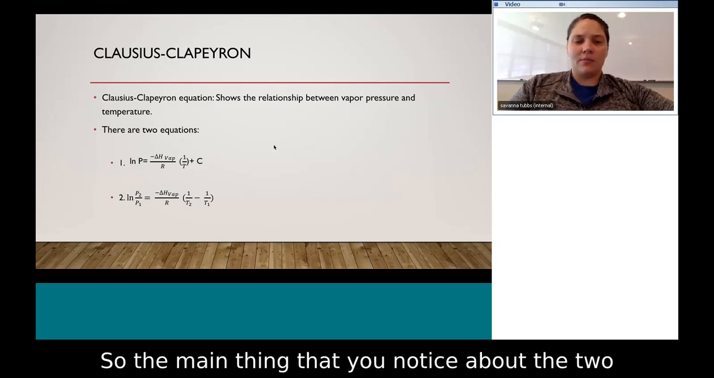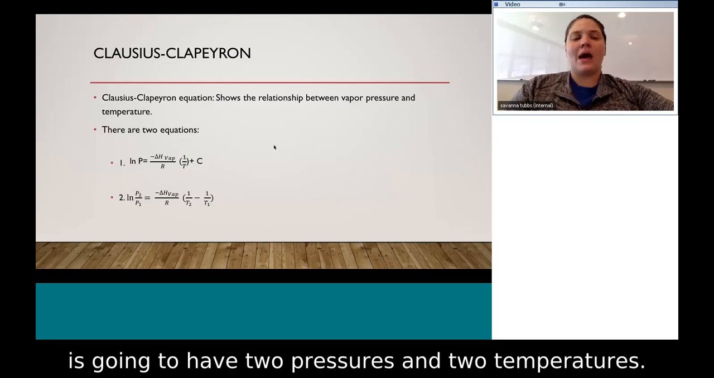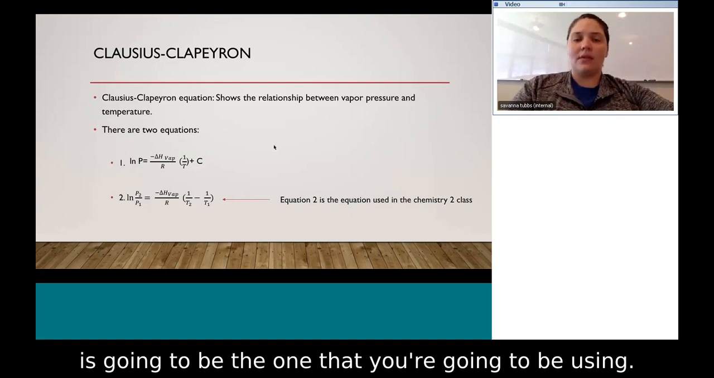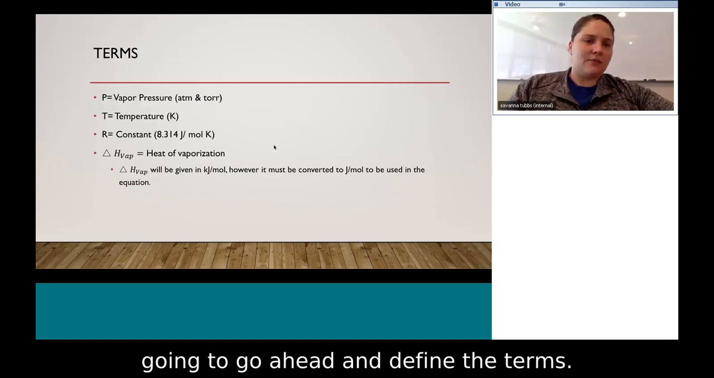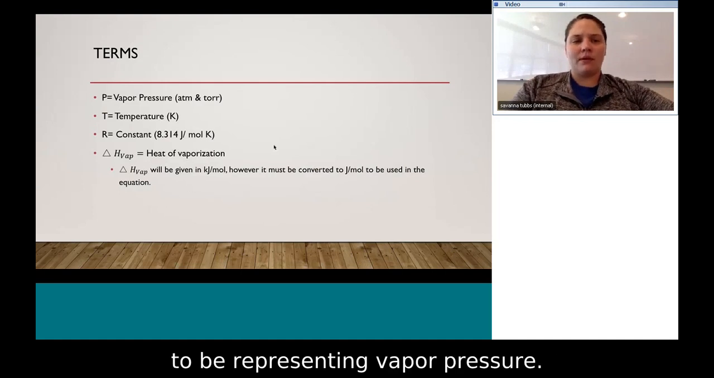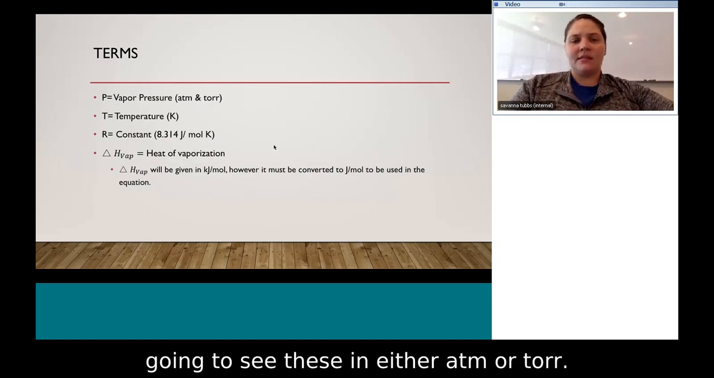So the main thing that you notice about the two different equations is that the second one is going to have two pressures and two temperatures. And in this actual course, the second equation is going to be the one that you're going to be using. So now that we see the equation, we're going to go ahead and define the terms. So the P for the P1 and P2 are going to be representing vapor pressure. And in most of your problems, you're going to see these in either atm or torr.